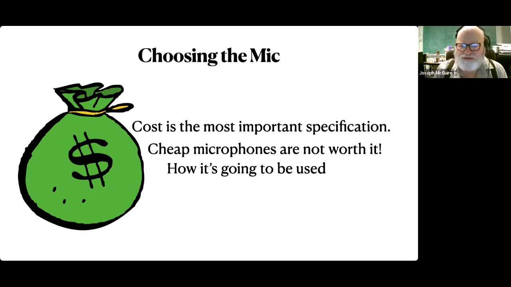And how it's going to be used. Like I said, there are outside microphones, shotgun microphones, internal microphones. For DJs in studios for music, the standard is the Shure SM7. They're $400 a piece, but they really are nice and they're rugged and they'll take a beating. So how is it going to be used? Is it just going to be used in your own personal recording studio? Then you can choose one that's a little less rugged.